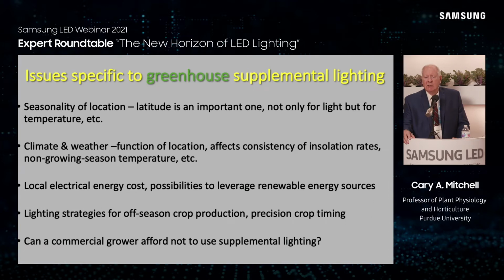Okay. Now I'd like to say that it's not as simple. Location, it's not just latitude. That is a very important one, but also the climate and the weather of the local area, and then things like the energy cost, because that will affect it. And so these all lead to different strategies for supplemental lighting, especially for off-season lighting, for outdoor crop growth. And the way it turns out is that a commercial grower who wants to be producing year-round almost cannot afford not to do supplemental lighting.